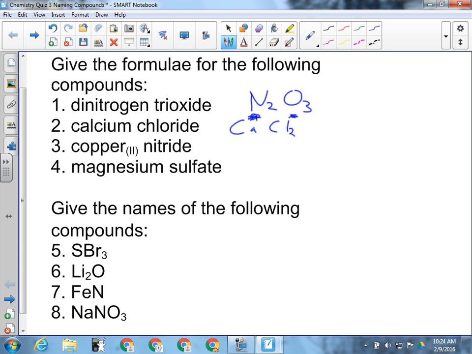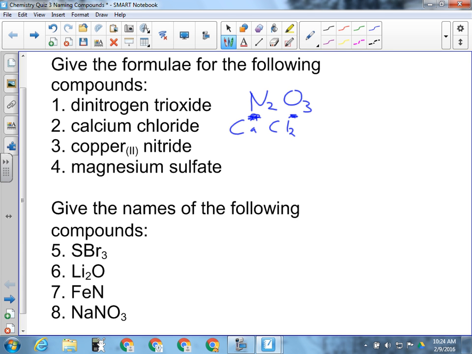It must look like that for them to get the mark. There are no half marks. Okay, I don't believe in half marks. You either did it right or not. You can if you want, yeah. Okay, so CaCl2 is our correct answer for that.